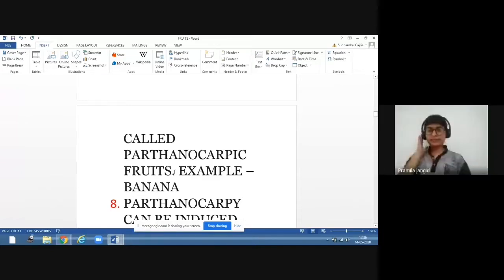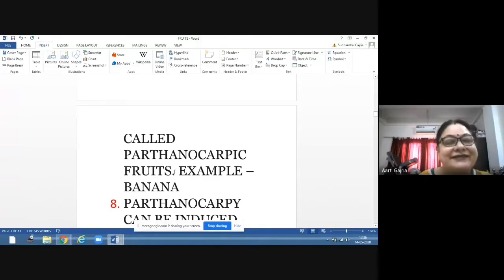Ma'am, they are seedless. Yes, they are seedless. Because seeds are what? The seed is the embryo, and the embryo is developed from the zygote. And what is the zygote? The zygote is the result of fusion of male gamete and female gamete, and that is called fertilization. And if fertilization has not taken place inside the embryo sac, what would be the result? The seed will not be formed.